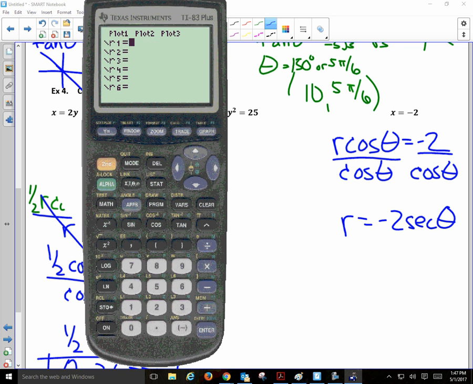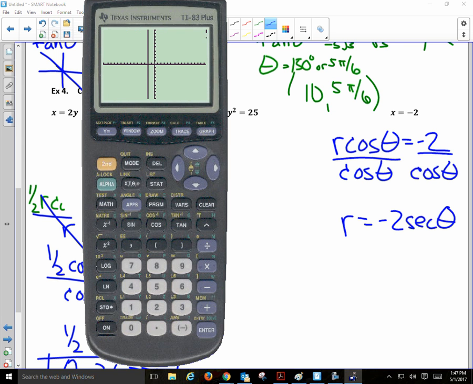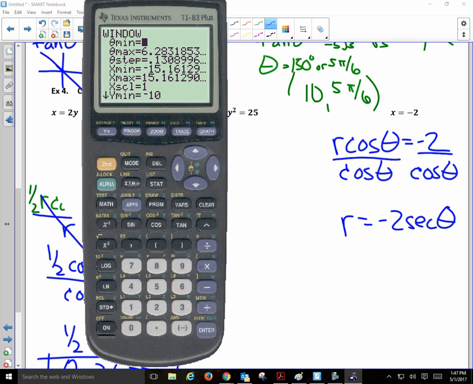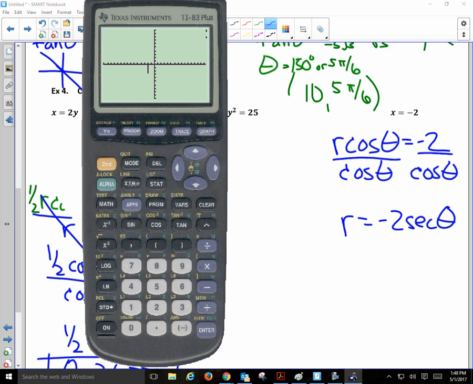So I go in there, I do -2 divided by cosine of theta, or times secant. As I look at this graph, watch what happens here. There you have it. And so you get a vertical line. Now on your window, you notice it starts at a theta value of 0 and goes to 6 pi. Watch what happens if I just go to pi as the max. Now I'm going to graph it. Oh, it did the same thing.